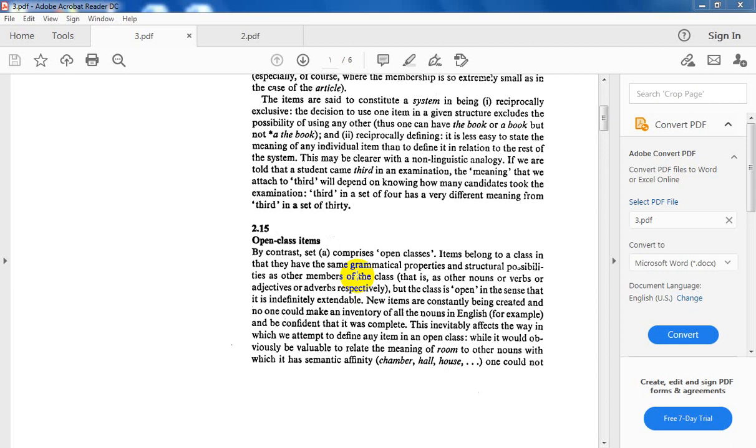This inventory affects the way in which we attempt to find any item in open class. While it would obviously be valuable to relate the meaning of room to other nouns with which it has semantic affinity, if I ask you what is the meaning of room, room would be chamber, maybe hall, maybe house. So they have the same semantic relation.